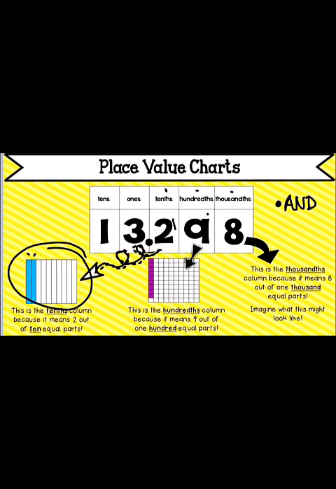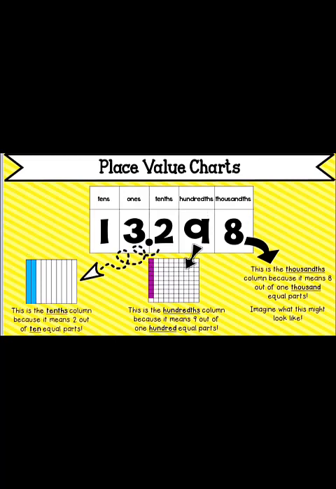In the hundredths place, we have 9. This means we have 1, 2, 3, 4, 5, 6, 7, 8, 9 hundredths. 9 out of 100 equal parts. Then we have an 8 in the thousandths place. This means it's 8 out of 1,000 equal parts.